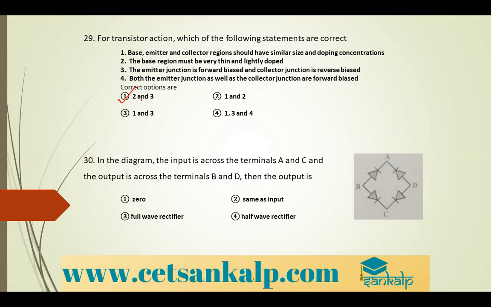Next, in the diagram, the input is across A and C, and the output is across the terminals B and D. Then it is going to behave like a full wave rectifier. You know the full wave rectifier, right? How does it conduct? One diode will be forward biased, the other one will be reverse biased. In the second half cycle, another diode is forward biased and the other is reverse biased. So it is going to behave like a full wave rectifier.